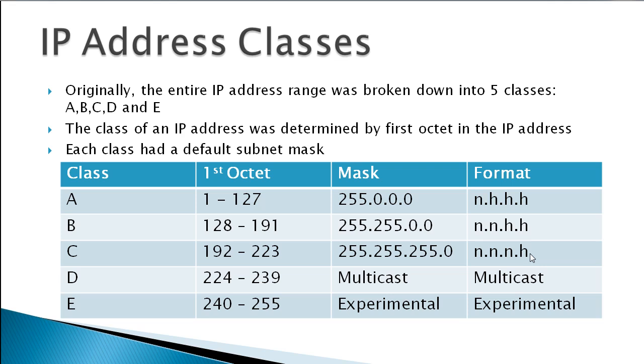Class D and E were really reserved for special purposes. Class D was for the multicast address range, and E was experimental. We're really not going to get into those today because it's not really important for what we're learning about in this specific lesson, and we really don't have time to cover them, but they're reserved.